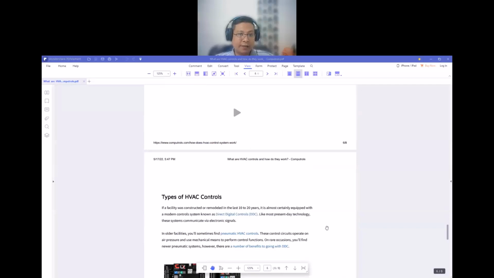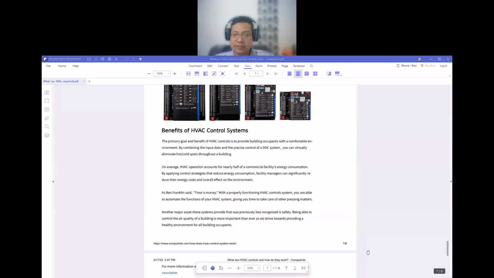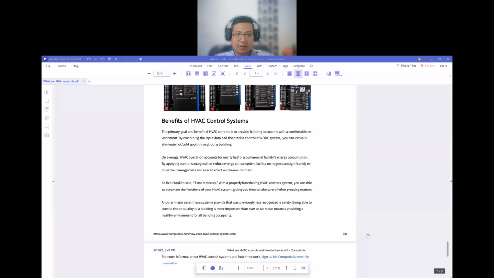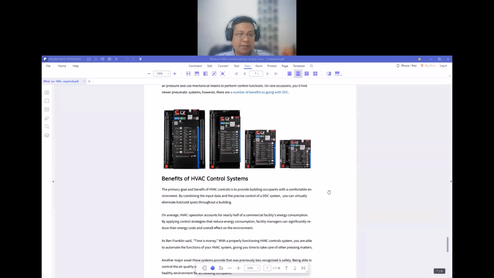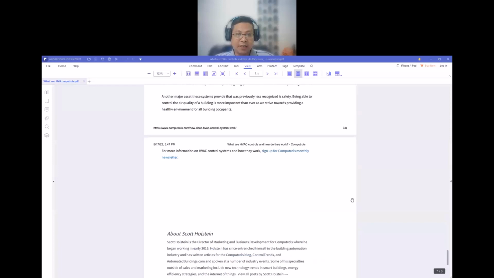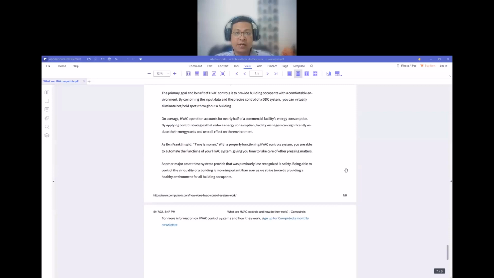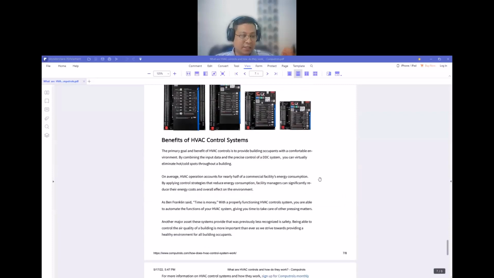And then the types of HVAC control and the benefits of HVAC control systems. Okay, this one is controlling and operation. Maybe next time we will touch on power efficiency controlling systems. This one is how we control the operating system. So maybe next week we will touch on the power controlling system. Okay, maybe that's all for today because I need to attend the review.